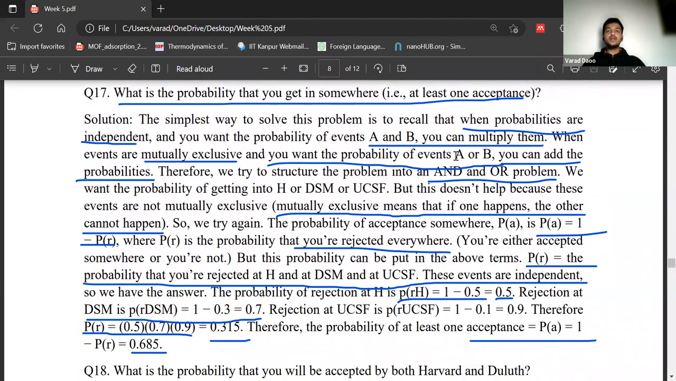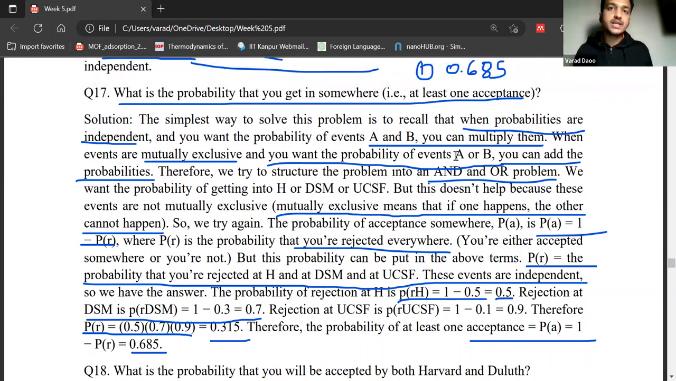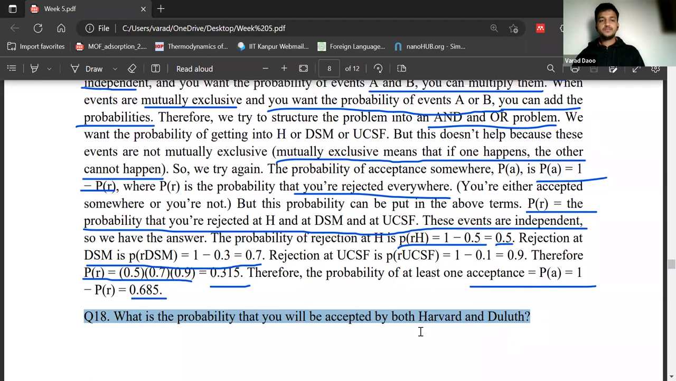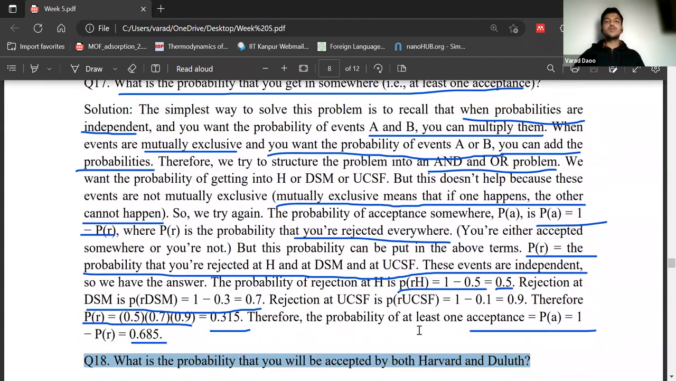For those of you who want to write, you can write. And for those of you who want to ask, you can ask any doubt. And for those of you who would like to go ahead, you can try the 18th question. I'll give you a couple of minutes.